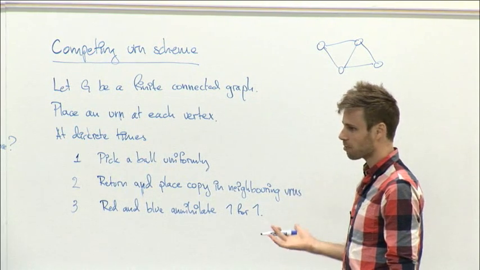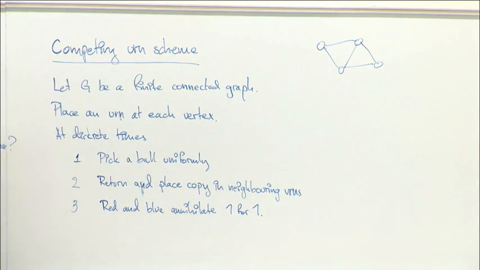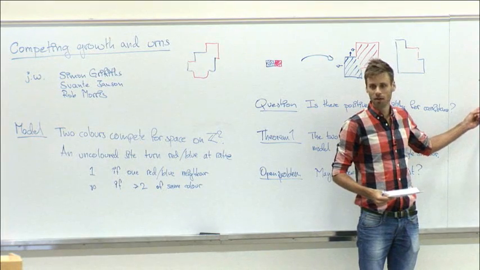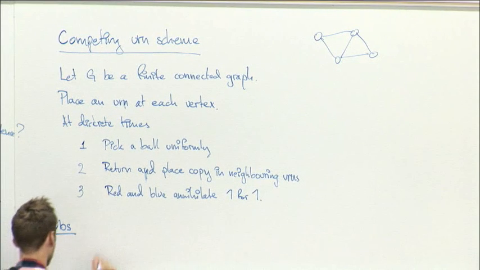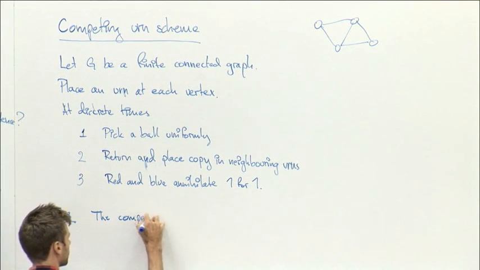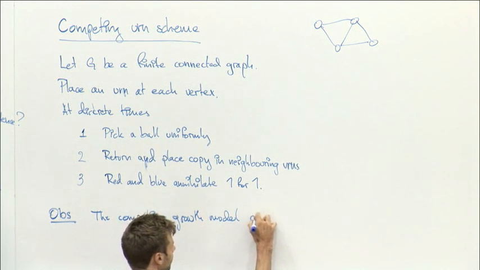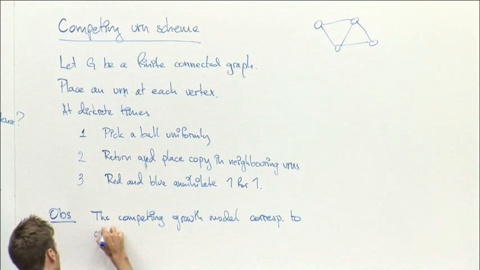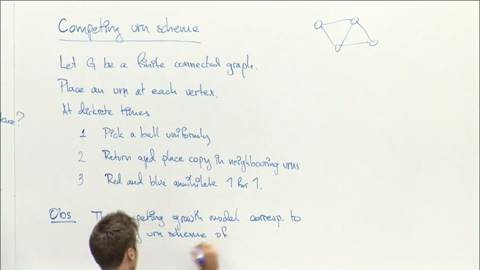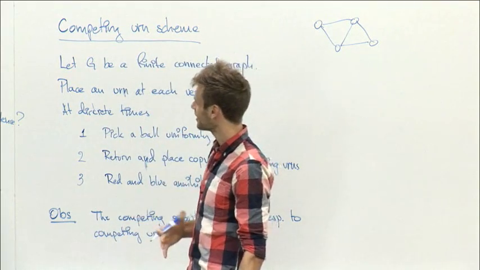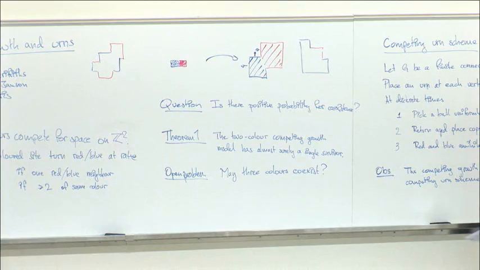The reason why I do this will be apparent now, because the observation I'm going to tell you about next is that this competing growth model I described first is exactly this urn scheme on the cycle of length 8. When this shape happens to have eight sides, otherwise it's not a cycle. In this case it's a cycle of length 8, and in general it's a cycle of length Lambda.